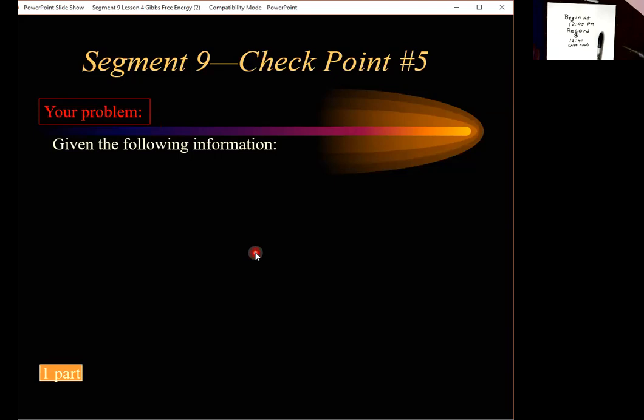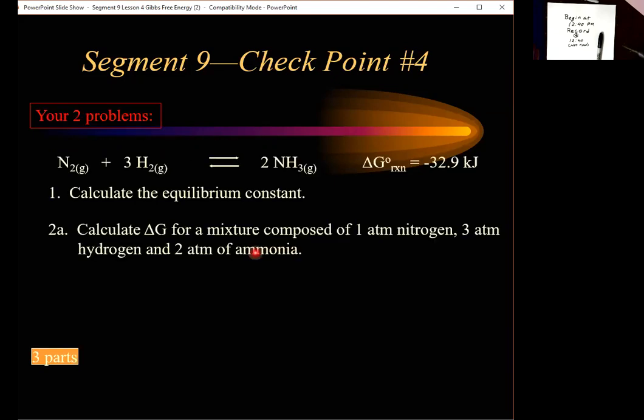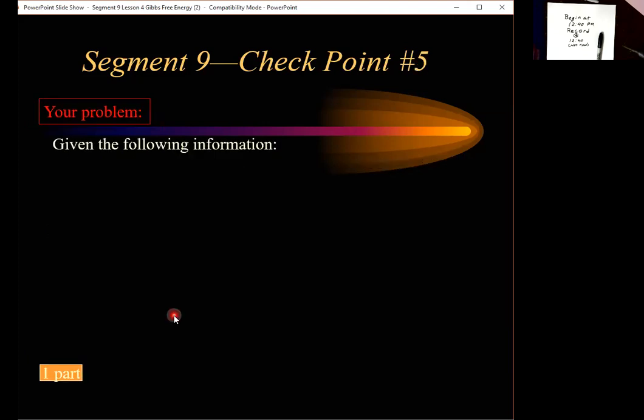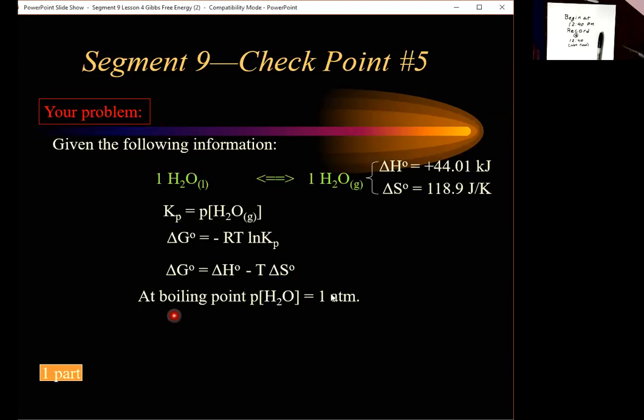Calculate the delta G for the mixture composed of 1 atmosphere of nitrogen, 3 atmospheres of hydrogen, and 2 atmospheres of ammonia. We're going to put those values in and calculate delta G for that mixture. Now, here's another one. You've got this information.